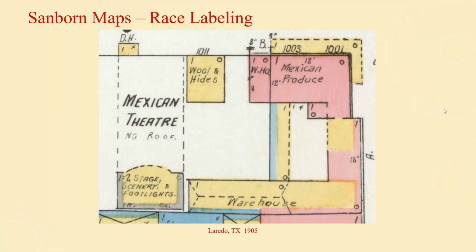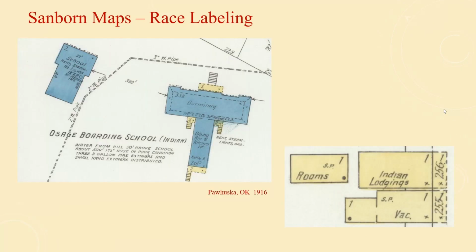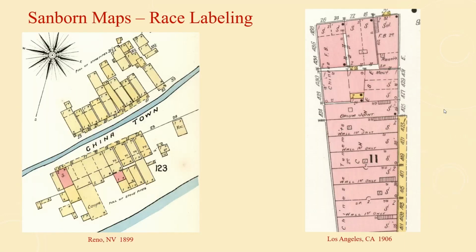Here in Laredo, Texas, we see buildings labeled Mexican Theater, Mexican Produce. In Pawhuska, Oklahoma, we have the Osage Boarding School, parentheses, Indian, which seems a little redundant to me. And there's a building labeled Indian Lodgings. Here in Reno, Nevada, 1899, here's the exception I talked about, or the only one I found, at least, of a whole community labeled by race, Chinatown.